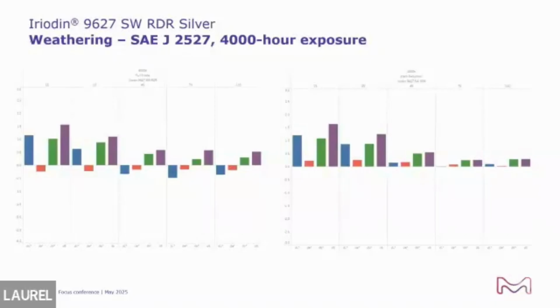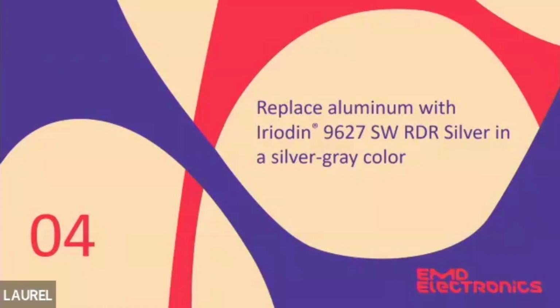Most of the color change is at your 15-degree view angle. That's your flash angle. The diffuse angle really doesn't have too much change. Nevertheless, the delta E after 4,000 hours exposure is well below 2. It's only a little bit over 1. So that's the performance of the product.